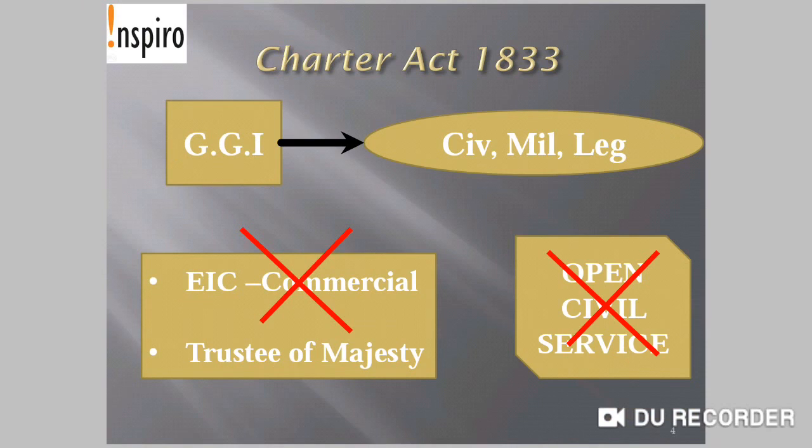Charter Act 1833. Here, the Governor General of Bengal's name changed into Governor General of India. The Governor General of India had civil, military and legislative power throughout the country. Since legislative power was brought under the Governor General of India, now onwards the Bombay and Madras provinces were deprived of their legislative power also. East India Company as a commercial body stopped functioning here. Now onwards, they are trustee of His Majesty for handling British possessions in India.